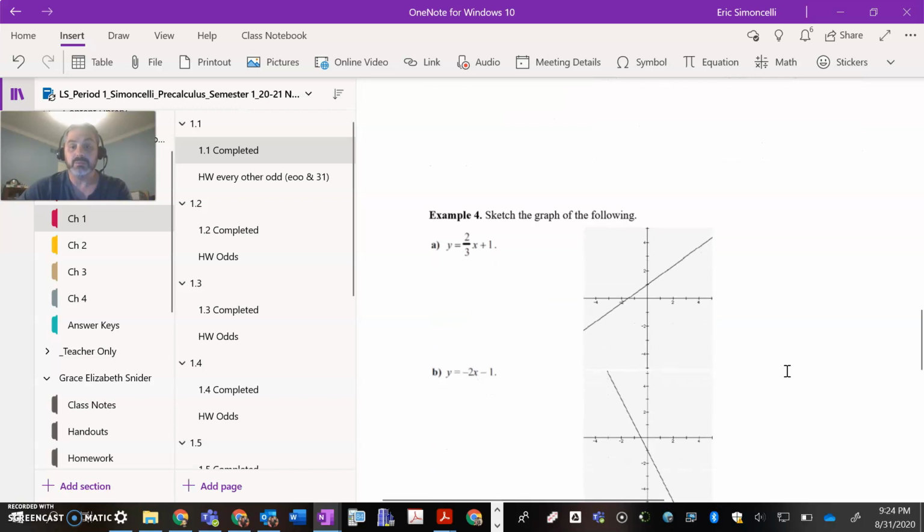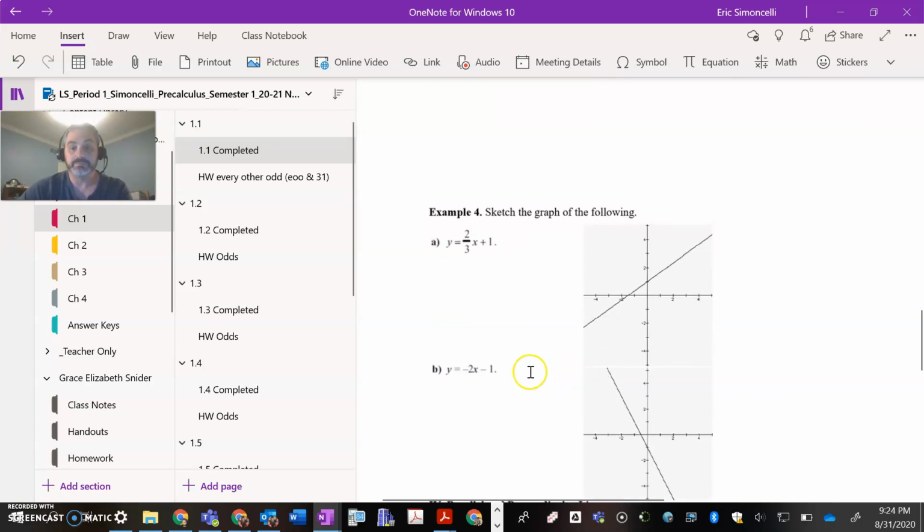In part B, y equals negative 2x minus 1, a y-intercept of negative 1, so (0, negative 1), you plot that point, and from there you go down 2 and right 1. And as you can see, those 2 points are enough again to create your line.